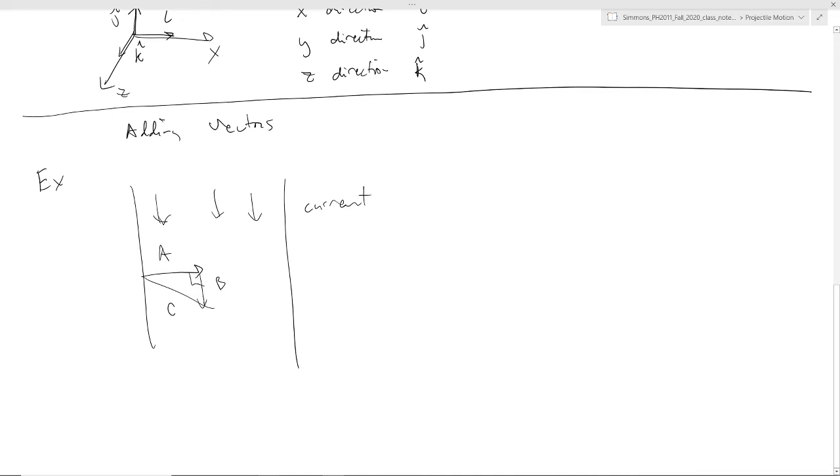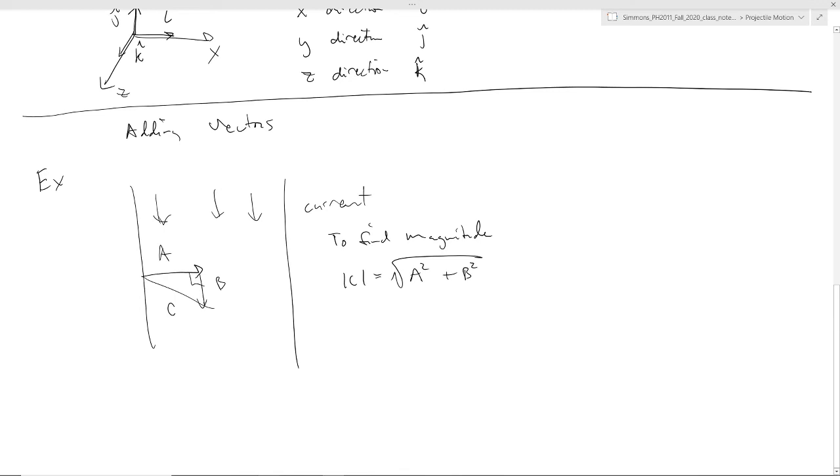So if you want to find the magnitude of this resultant vector, you would use the Pythagorean theorem. So you could show that the length of that c would just be square root of a squared plus b squared.